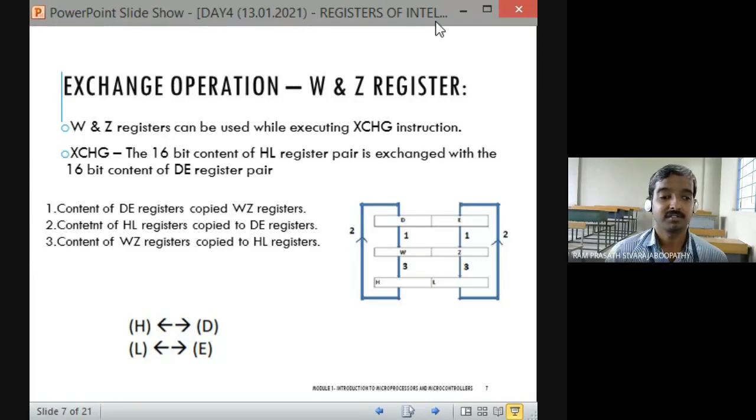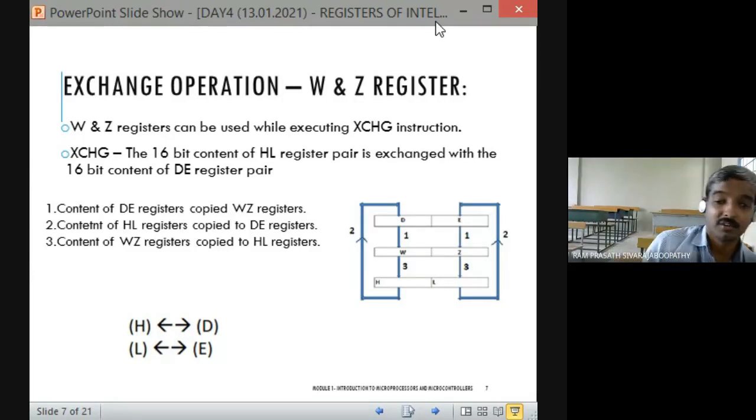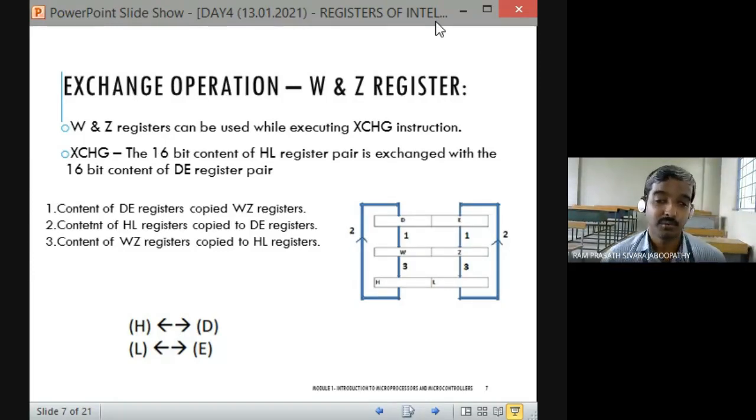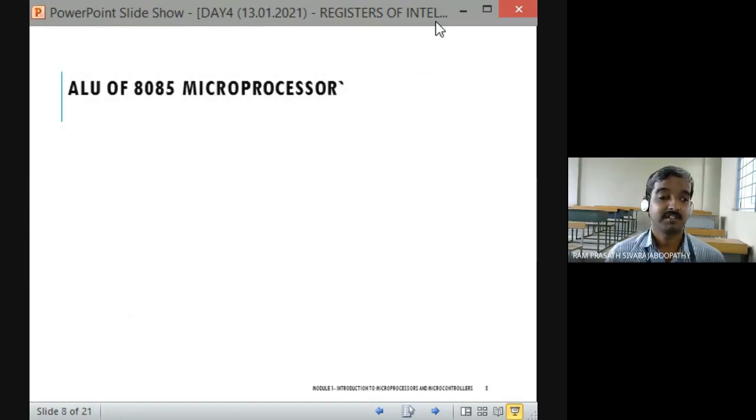That's all. Clear? Okay, now finally we are going to see the purpose of one more non-accessible register, temp register. We will discuss now. Fine. Shall we proceed? Yes. Fine.